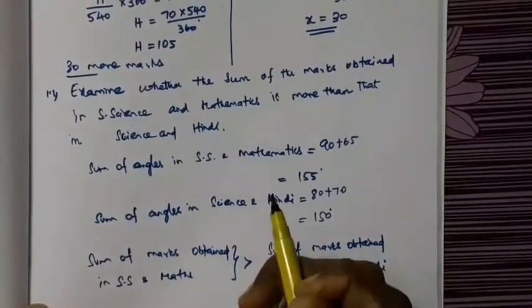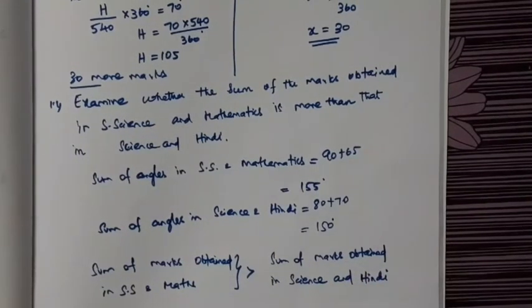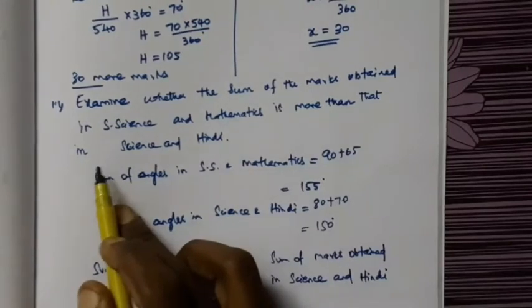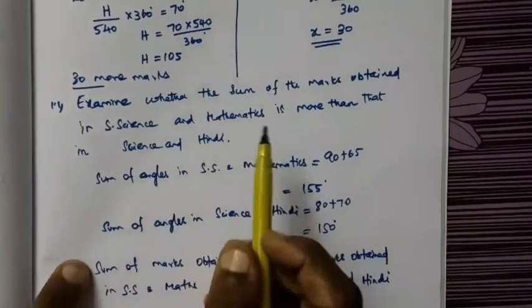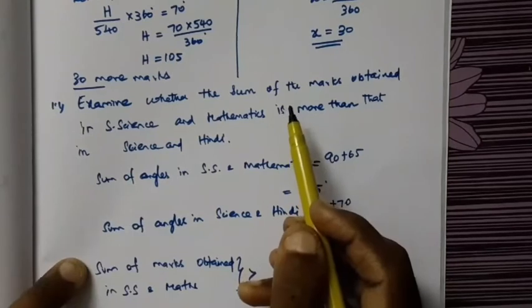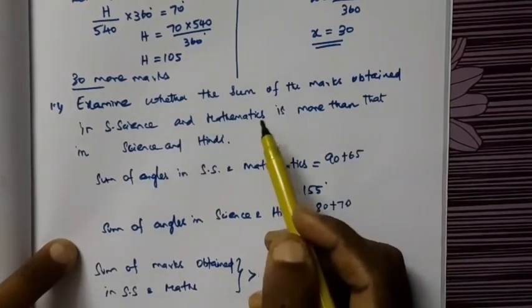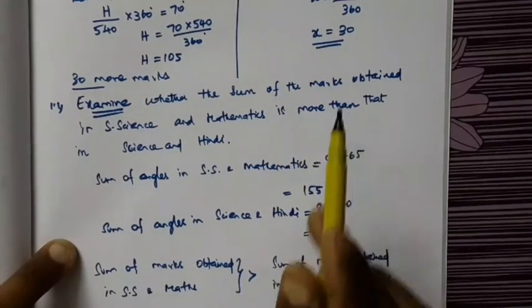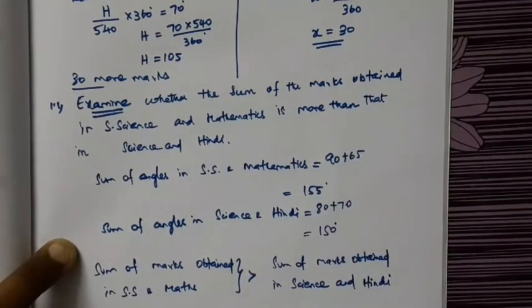The next is: examine whether the sum of marks obtained in social science and maths is more than that in science and Hindi. Here there is no need to find the marks for each subject. You just have to examine it. With the angles you can just check it out. If the angle is more, the mark will also be more.